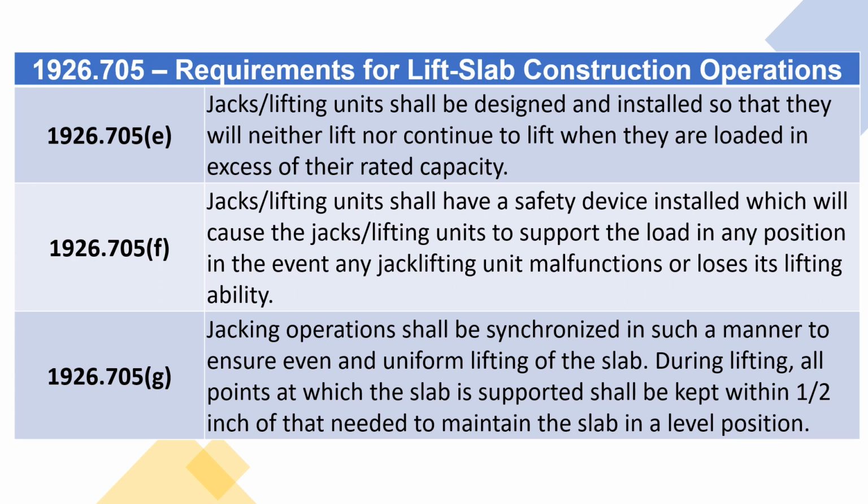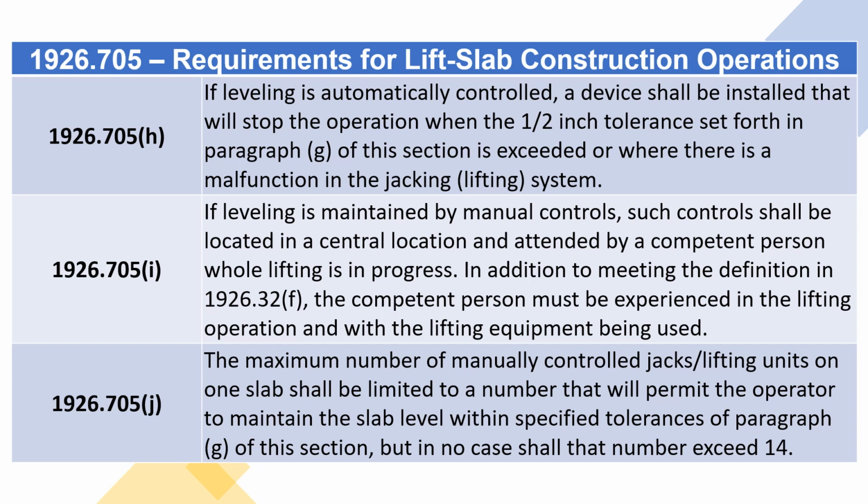1926.705 G. Jacking operations shall be synchronized in such a manner to ensure even and uniform lifting of the slab. During lifting, all points at which the slab is supported shall be kept within half an inch of that needed to maintain the slab in a level position. 1926.705 H. If leveling is automatically controlled, a device shall be installed that will stop the operation when the half-an-inch tolerance set forth in paragraph G of this section is exceeded or where there is a malfunction in the jacking/lifting system.